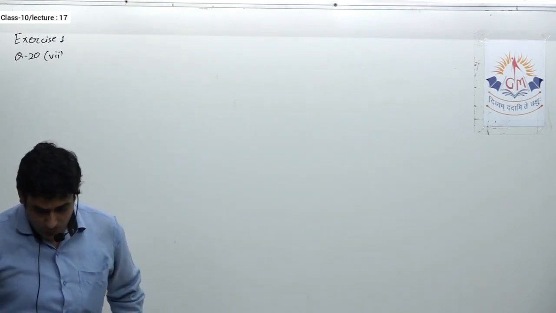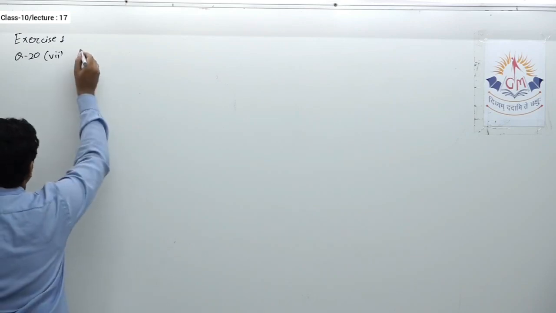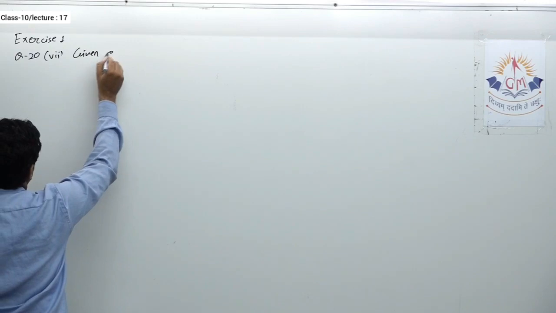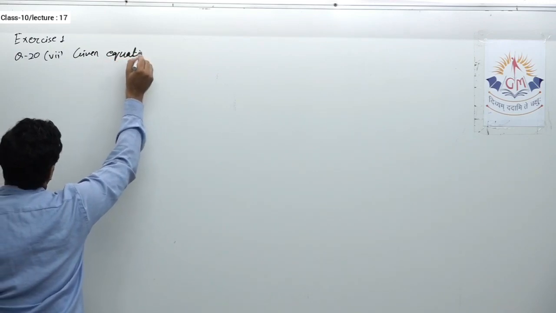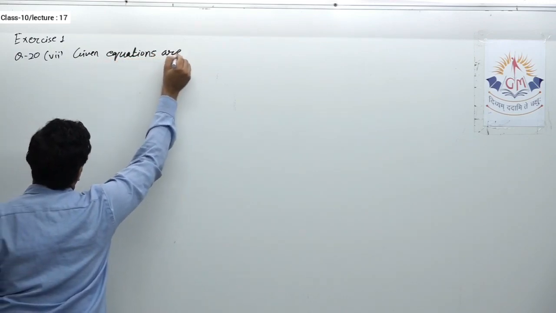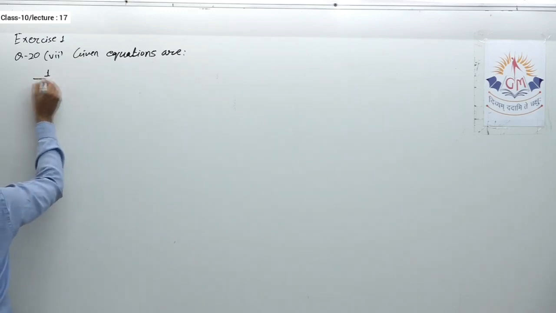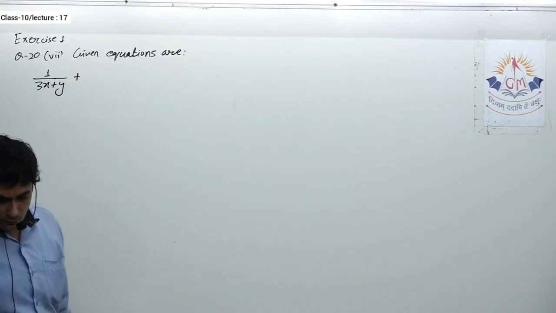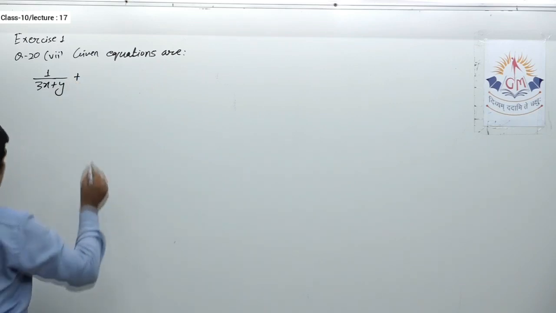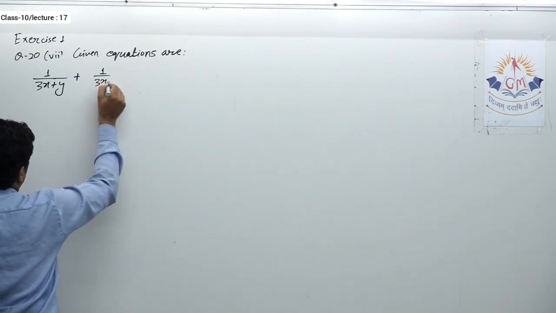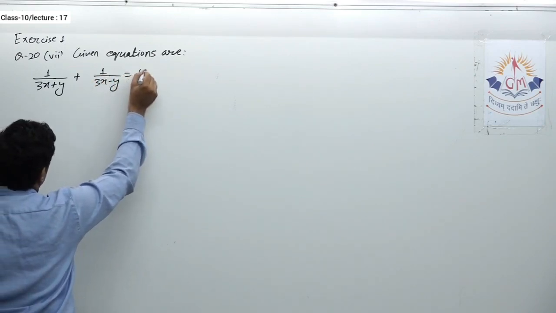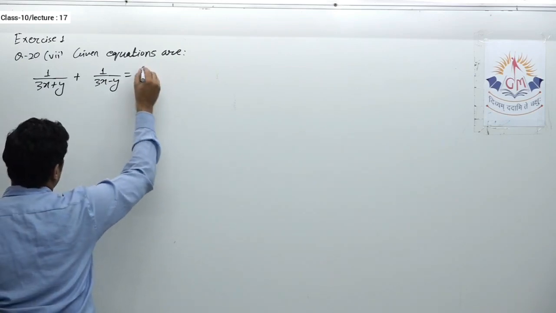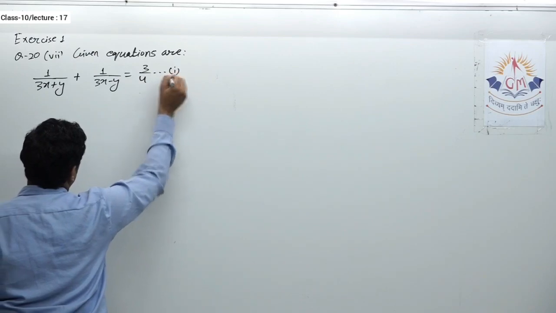Okay, the given equations are 1 upon 3x plus y plus 1 upon 3x minus y is equal to 3 upon 4, not directly 4, it is 3 upon 4. Let it be equation number 1.